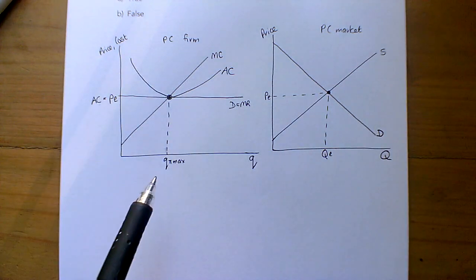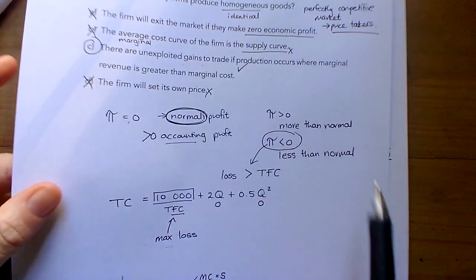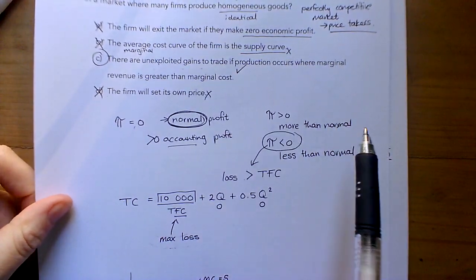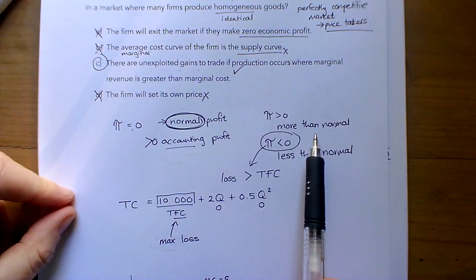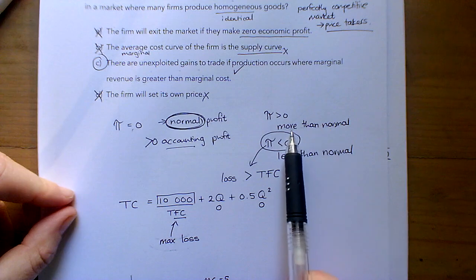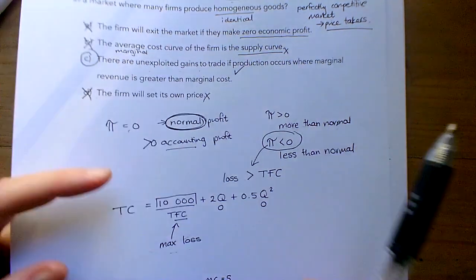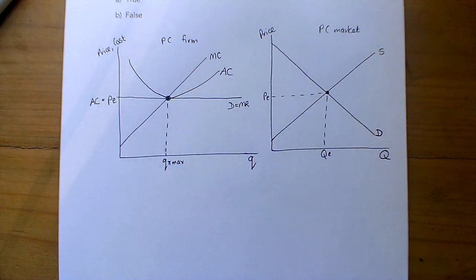In the long run, competitive firms are only able to make zero economic profits because if they make positive economic profits, in other words, they make more than normal, then this would be an incentive for firms to enter the market in order to take advantage of these supernormal, so above normal profits. So they are restricted to making break even or normal profits in the long run.